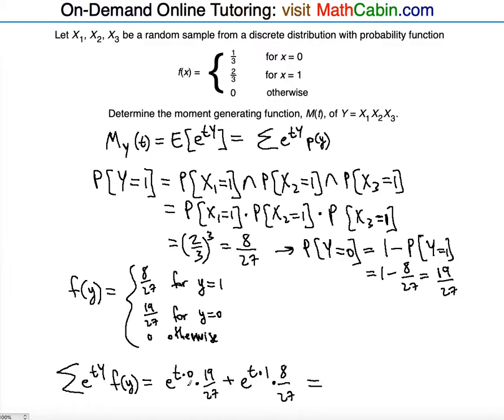Now we simplify this. For the first term, e to the 0 is 1, so this is basically 19/27 plus 8/27 e to the t. So you have successfully found the moment generating function of the random variable y.